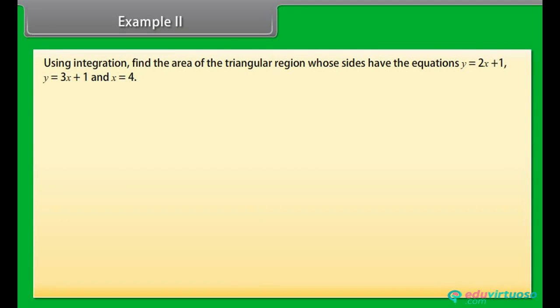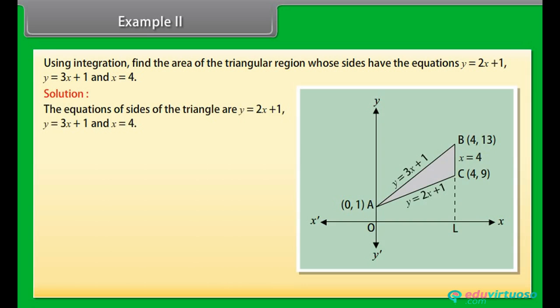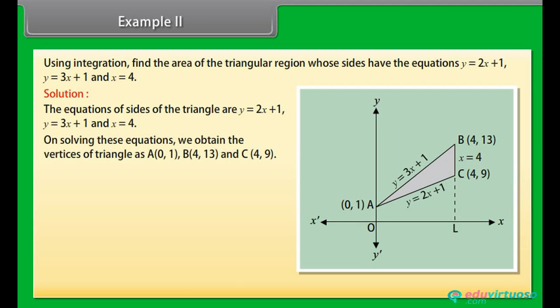Example second. Using integration, find the area of the triangular region whose sides have the equations y equals 2x plus 1, y equals 3x plus 1, and x equals 4. Solution. The equations of sides of the triangle are y equals 2x plus 1, y equals 3x plus 1, and x equals 4. On solving these equations, we obtain the vertices of the triangle A(0, 1), B(4, 13), and C(4, 9).